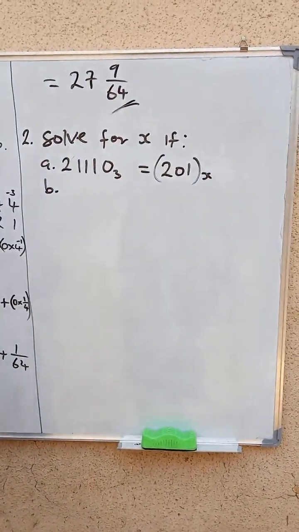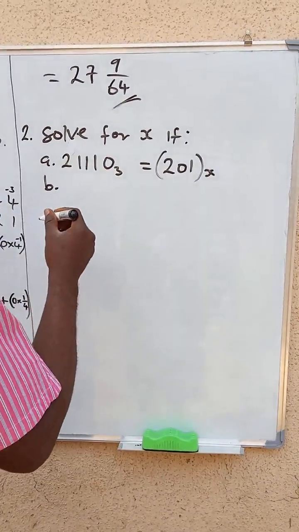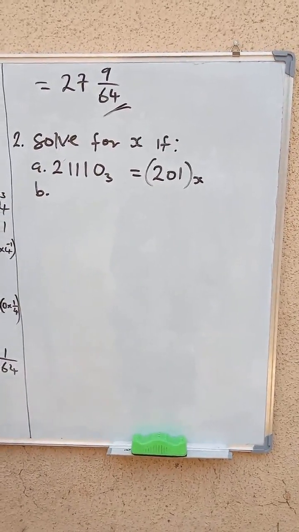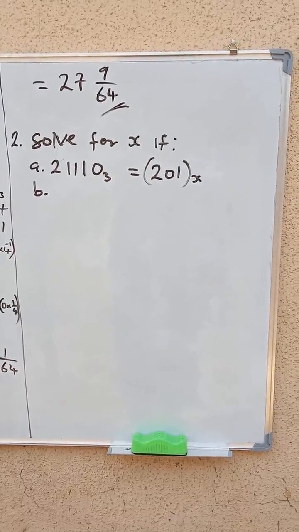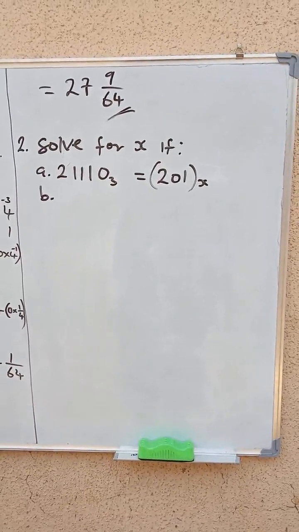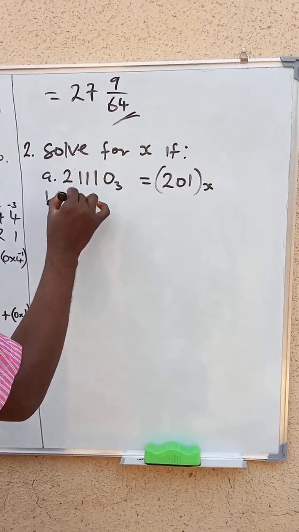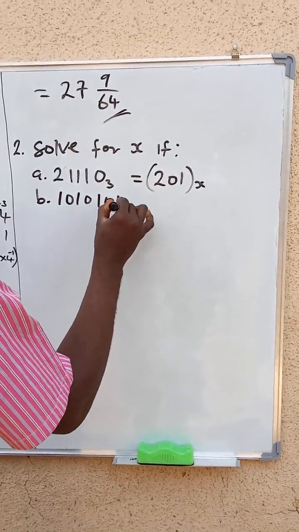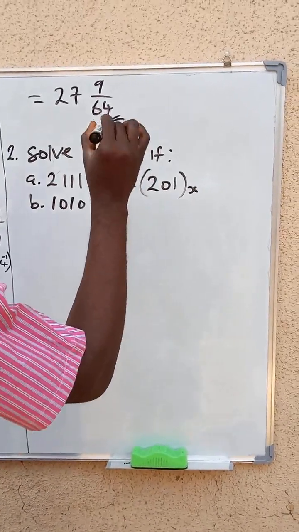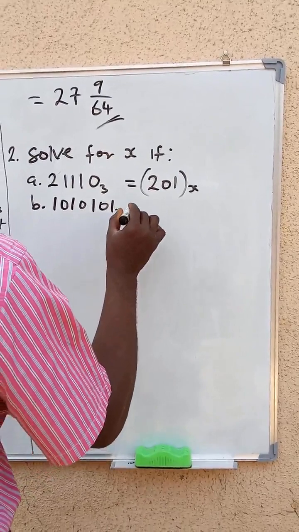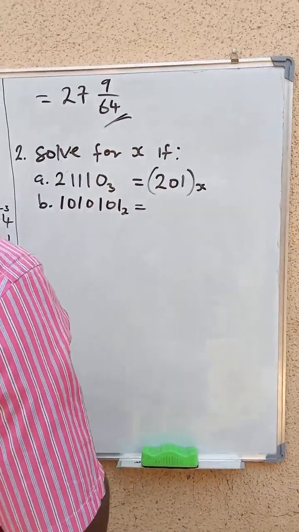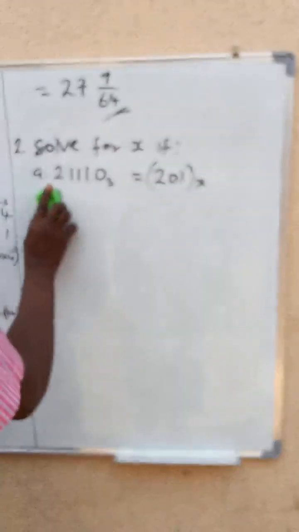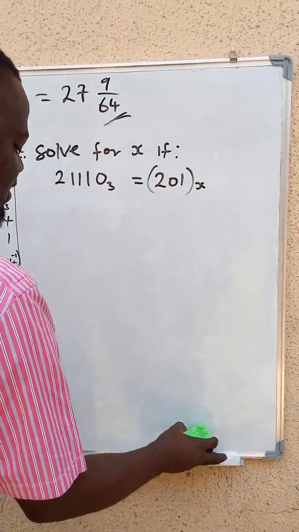B. What will I put for B? You see, if I want to solve B, let me just pick 1010101 in base 2 is equal to... or let me just put this. Let me solve one each. I'll give you the other one as an assignment.